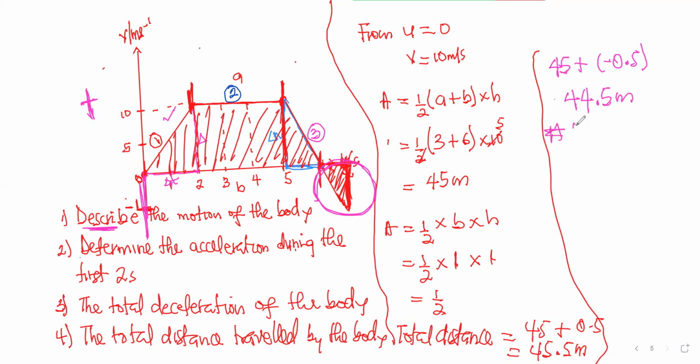So for displacement, we are interested in the direction of movement. So we look at the upward total distance, which is positive, and then the downward total distance, which is negative. And then we subtract the negative from the positive. That will give us the total displacement. So the total displacement is 44.5, whereas for total distance, we don't care about direction. We are only interested in the whole coverage, and that will be 45.5 meters. Any question here?